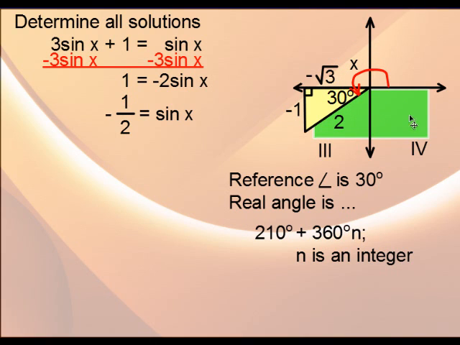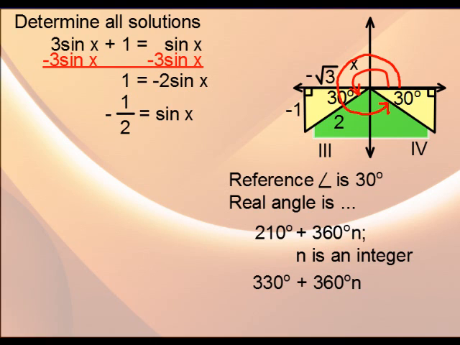Now, since we're supposed to get possible answers in quadrant 4, let's draw the triangle there too. We already know the reference angle is 30. So again, the question is, what is the real angle since the reference angle is 30 degrees? From here to here, hopefully you recognize that that's 330. And then we tack on 360 degrees times n for the infinite number of coterminal angles. So that's your answers: 210 plus 360n, 330 plus 360n.